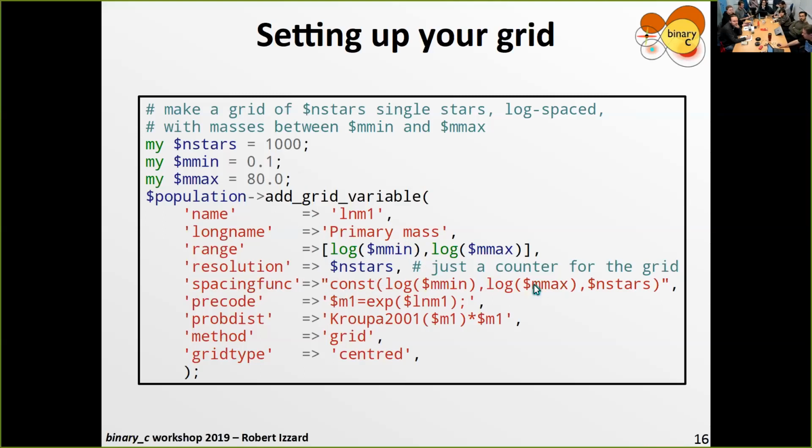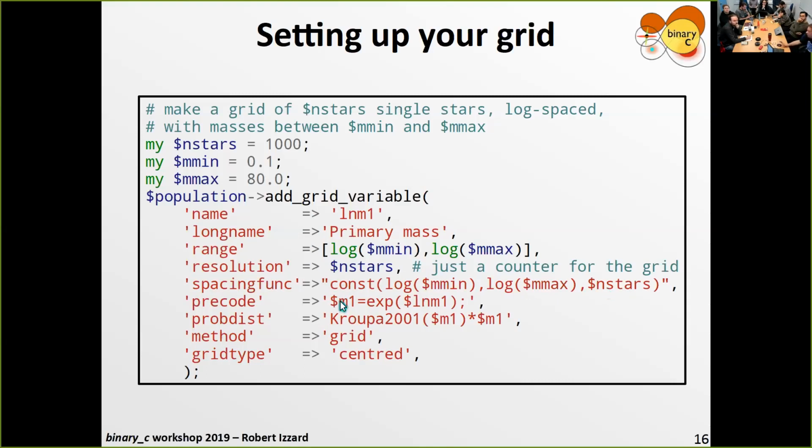So, the spacing function. On the grid, you have to decide what the gap is between the stars on the grid. In this case, that's just a constant in log mass. So the minimum is log of min here. The maximum is log of max, and then just the number in the grid. That's all you have to do. Now there are various functions in the spacing functions module you could use. You don't have to have constants. It's just the simplest.